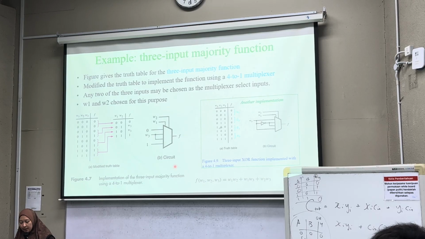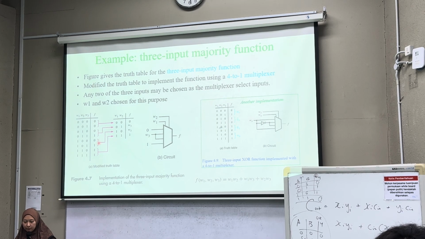Now I'm giving you another example: the 3-input majority function. This figure shows the truth table for a 3-input majority function. That means when you have a majority of 1s, you put a 1 there. When there are more zeros, you put a 0. So that is the truth table for the majority function.